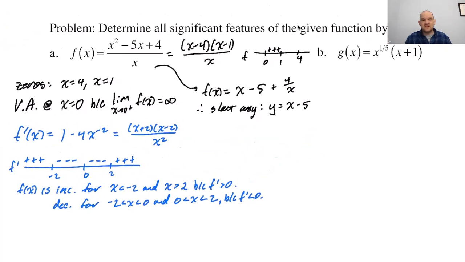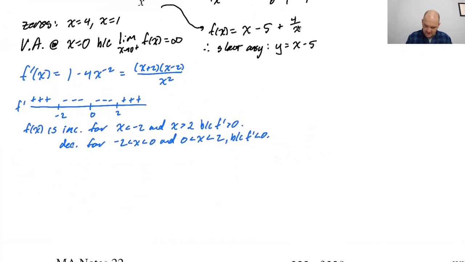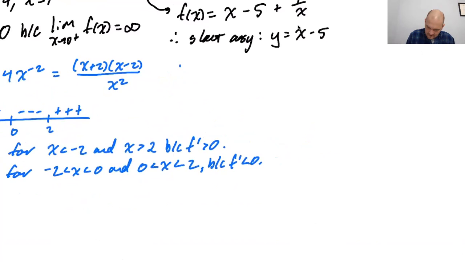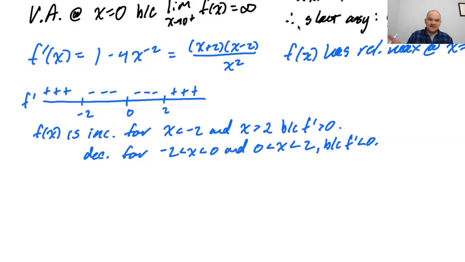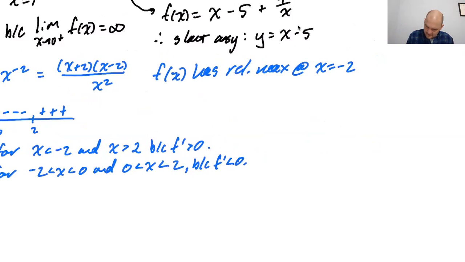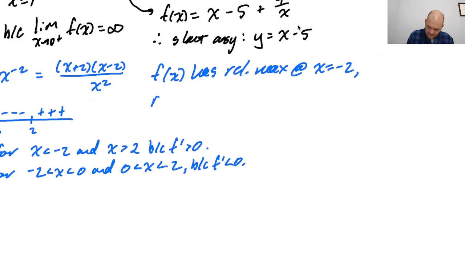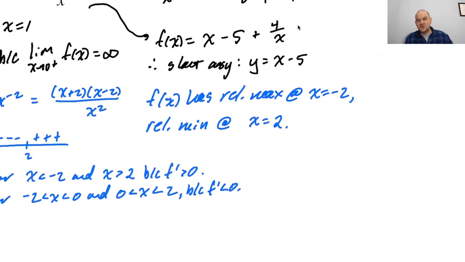Okay, so I know relative maximum at x equals -2. Where am I putting this? I'll put it up here. F of x has a relative max at x equals -2, and I can tell that because the derivative goes from positive to negative, and a relative min at x equals +2. And I would love to justify that, but I just don't really have the space.